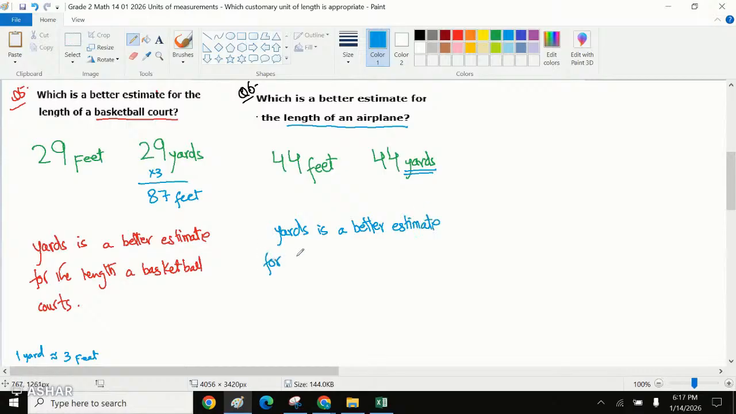for estimating the length of an airplane, right? Thank you so much. So we are just looking at yards and feet. We agree that yard is a good value. We do not use the feet. Feet would be a small estimate for an airplane.